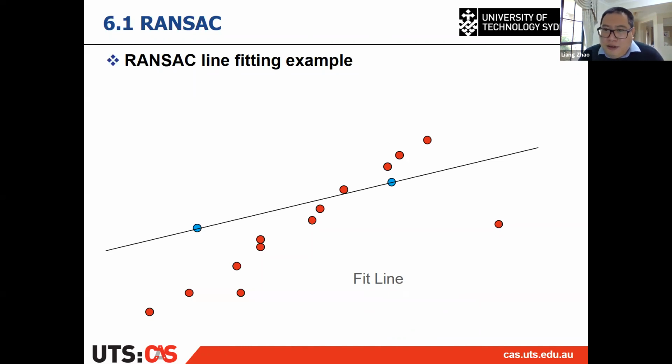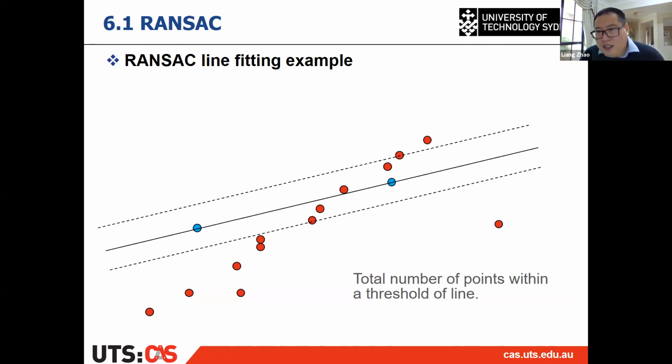And then you have a threshold. In this case, the threshold is the distance from the point to a line, right? By applying that threshold, you can get how many points are within your threshold. In this case, there are 5, right? So that's your first run.